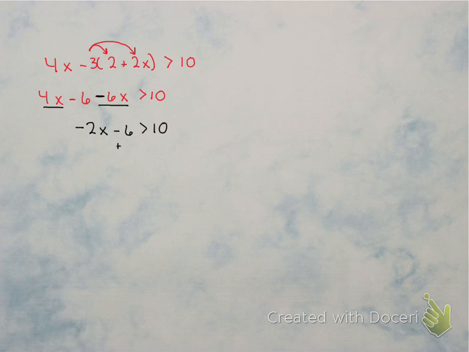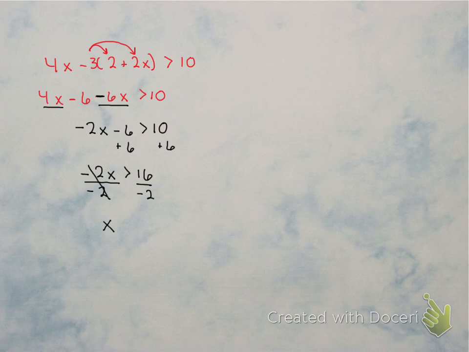Okay, now we're at the point that we were in examples 1 and 2. We are going to isolate the x term, in this case by adding 6 to both sides, which gives us the fact that negative 2x is greater than 16. In order to isolate the x, we divide both sides by negative 2.